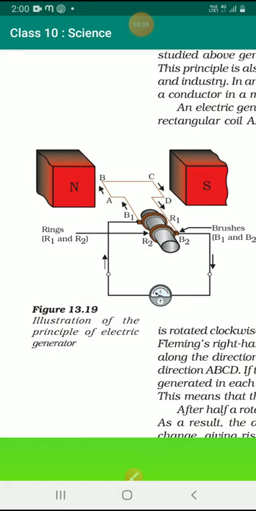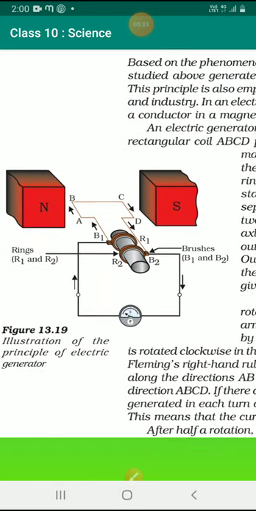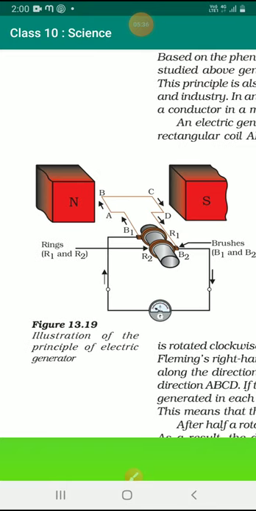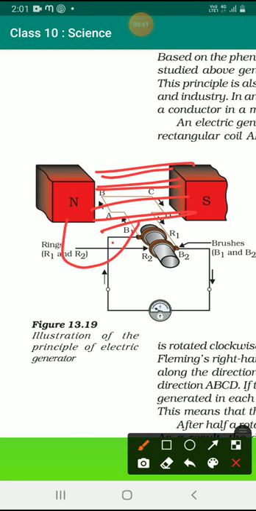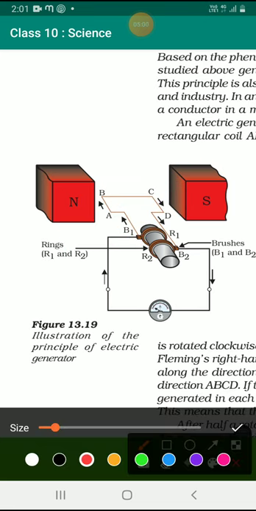But in the case of a generator, you must rotate this armature. When we rotate it, it cuts the magnetic lines of force, which are unseen. After cutting the magnetic lines of force, electricity is generated. This electricity passes through the circuit.